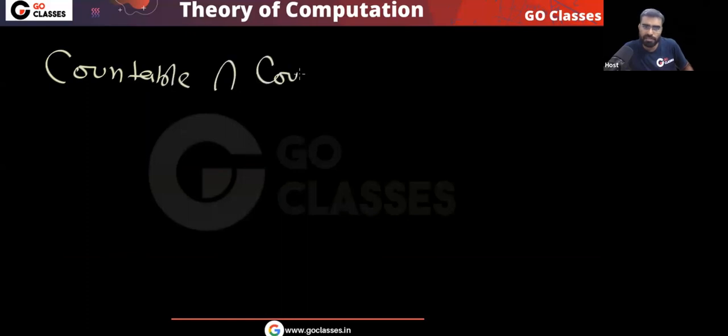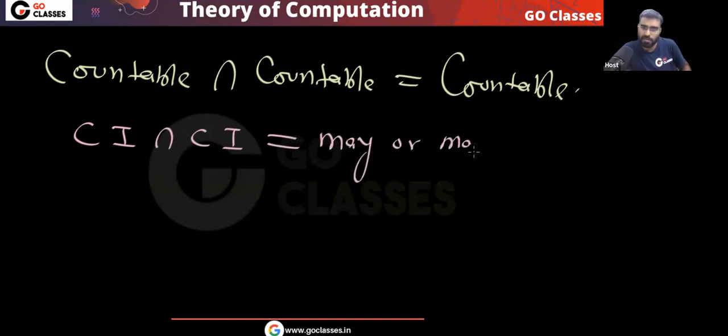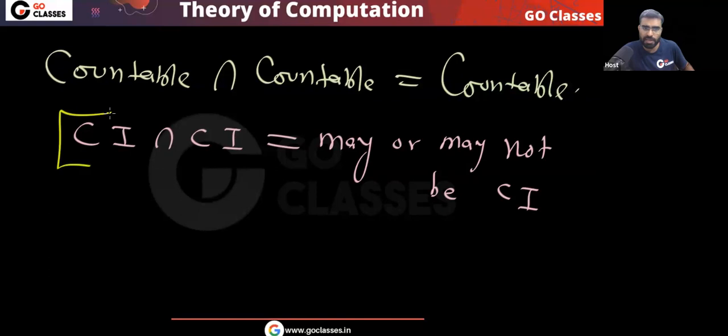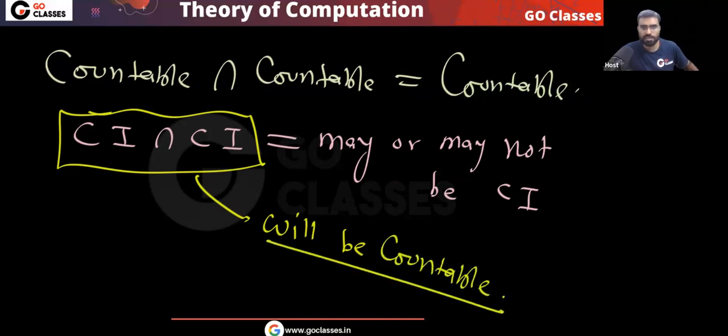Okay, so remember, simple point. If you have countable intersection countable, that will be countable. There is no problem in that. But remember, countable infinite intersection countable infinite may or may not be countable infinite. But of course, this will be countable, because countable intersection countable is countable. This will definitely be countable, but this can be finite also.